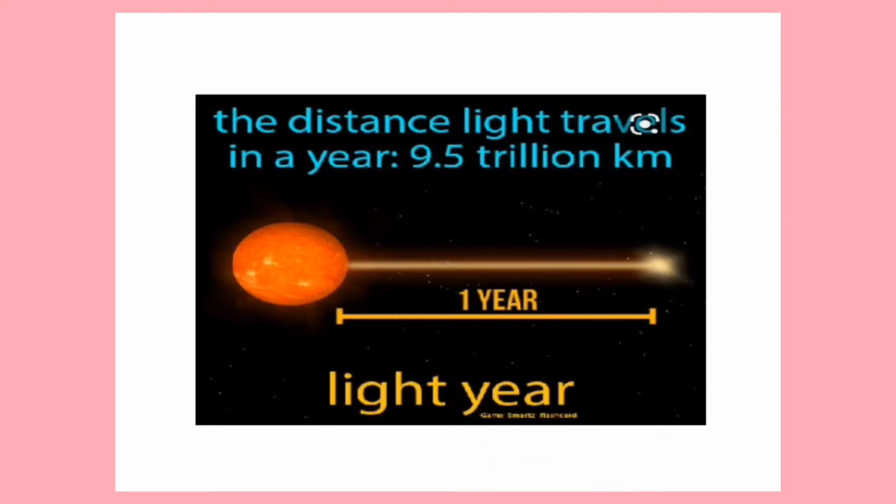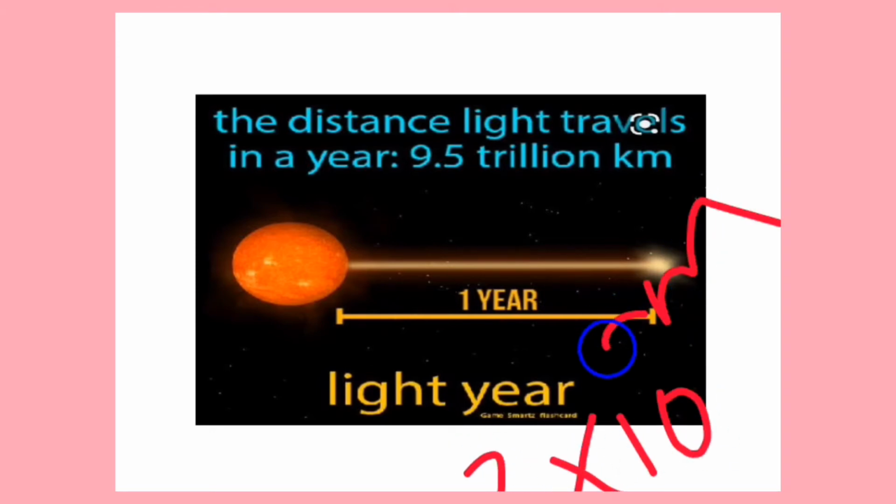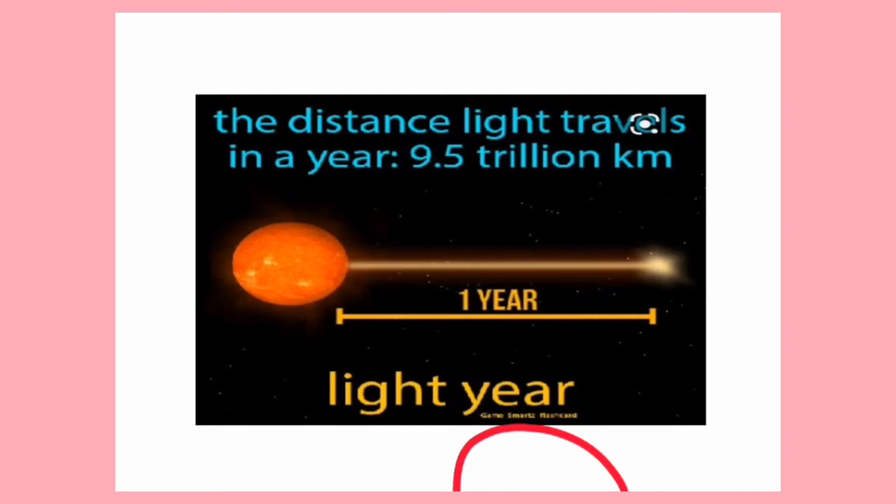What is the speed of light in vacuum? That is 3 into 10 to the power of 8 meter per second. If it travels at such a speed, for 1 year how much can it travel? This is the distance, about 10 to the power of 16 meter.